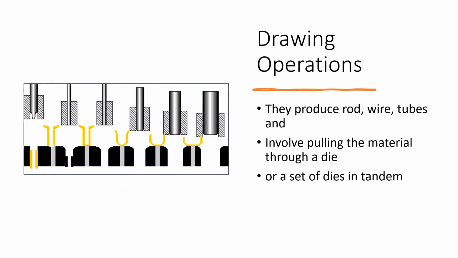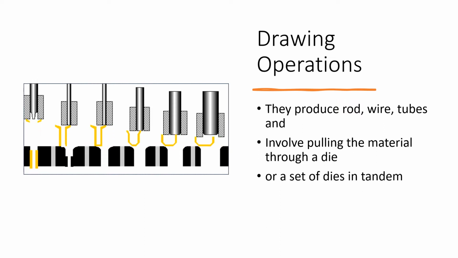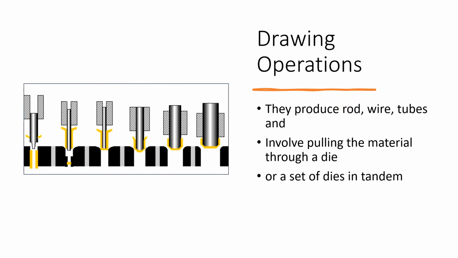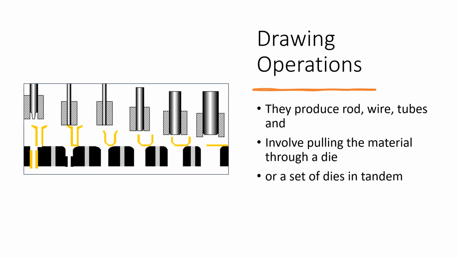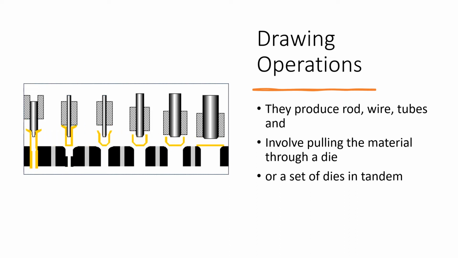Another operation is called the drawing operation. We make rods, and then we make wires and tubes, and they involve pulling the material through a die. We're going to pull it through a die, or a set of dies in tandem. Here you can see a set of dies working in tandem.